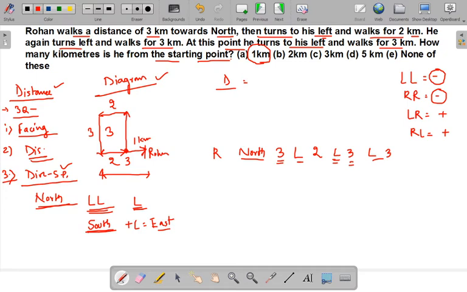Now here we see the two directions are L and L, which means subtract this 3 and 3. So 3 minus 3 is 0. This is the value of x. And now take the second and fourth distance and subtract them. Now subtract this from this, so it will be 3 minus 2, which is 1. This is y.